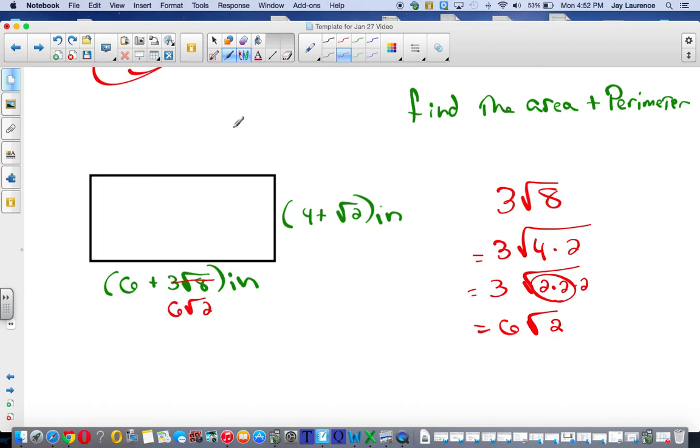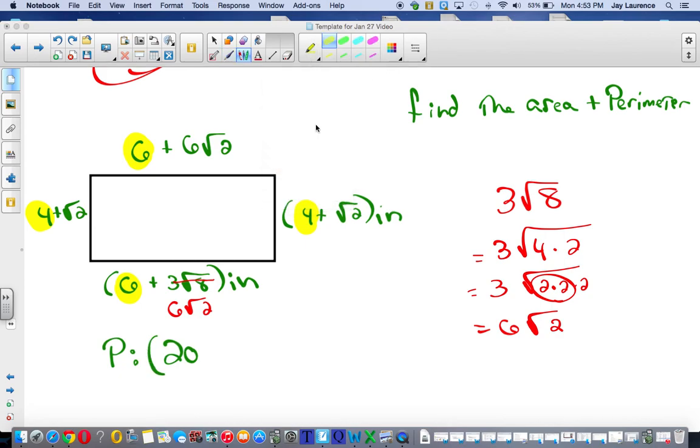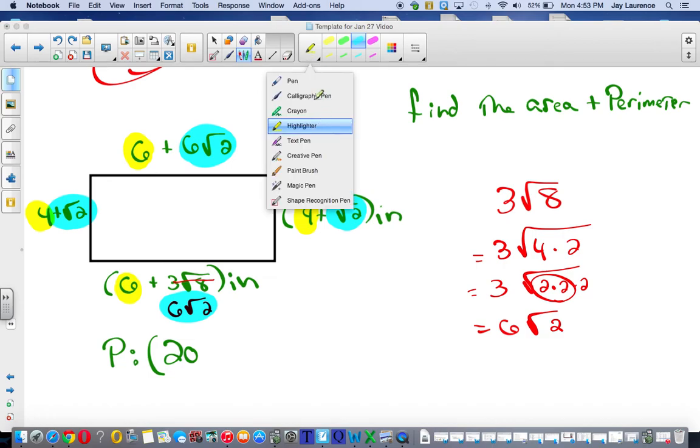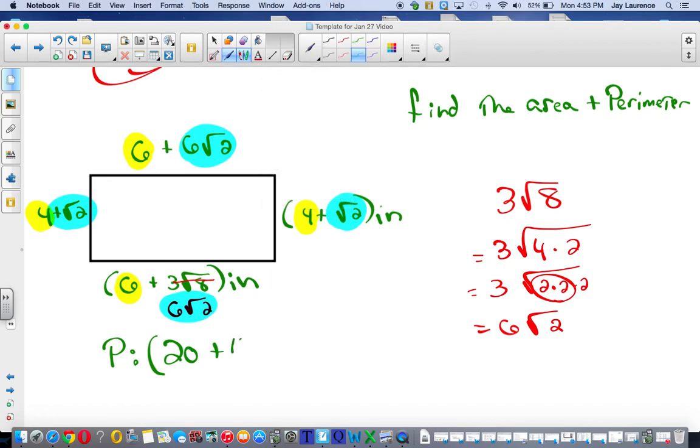Now I'll do the perimeter. You may want to write them on the other side. 6 plus 6 rad 2 and 4 plus rad 2. And I'm just going to count out my whole numbers, my rational numbers, which is 4 and 6 and 4 and 6. So I'm up to 20 for my rational numbers. So the perimeter is going to be 20. Okay, now my irrational numbers. I've got a 6 rad 2 and a rad 2, so I'm up to 7 rad 2. And there's 7 more rad 2s over there. So now I've got 14 rad 2. So plus 14 rad 2. And that'll be in inches.